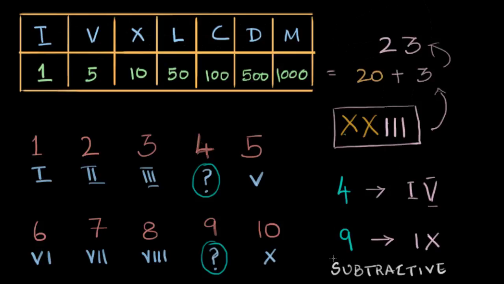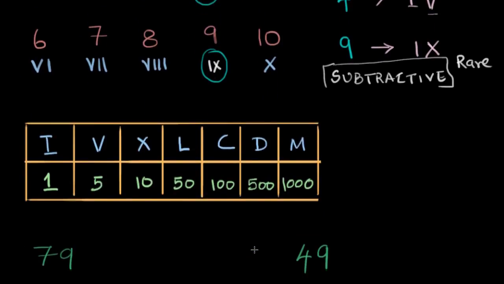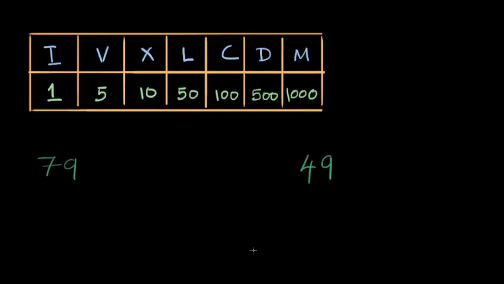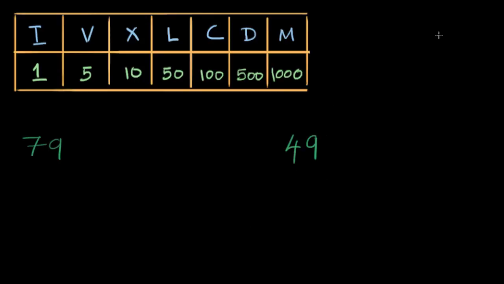Now the most important thing to know about this subtractive notation is that it's super rare. It very, very rarely happens. So I'm going to fill in for 4 and 9 over here. And then let's look at where the subtractive notation is used. So 4 is IV and 9 is IX. So where is the subtractive notation used? So you'll see that it's used very, very rarely. In fact, the only special cases are 4 and 9.